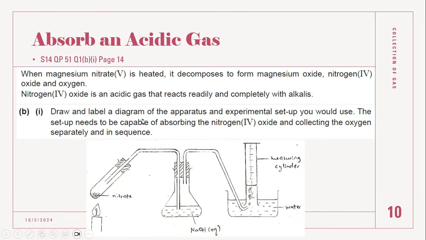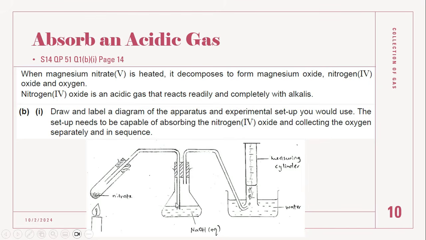Now it is a question that is decomposing magnesium nitrate. Magnesium nitrate on thermal decomposition will form magnesium oxide, which is a solid, nitrogen dioxide, an acidic gas, and oxygen. So we need to collect two different gases. Now the solid magnesium oxide formed will stay in the boiling tube. The first one that we want to collect is nitrogen dioxide.